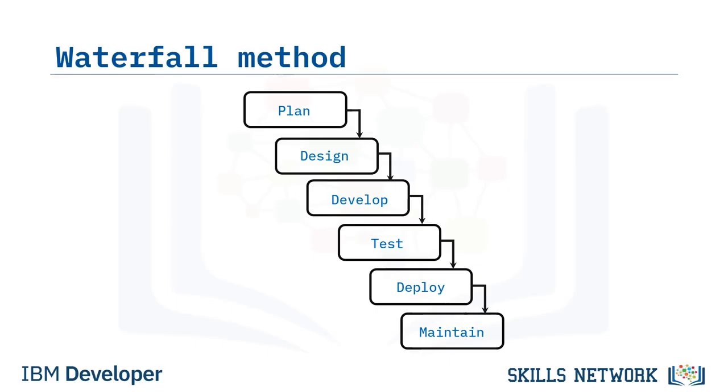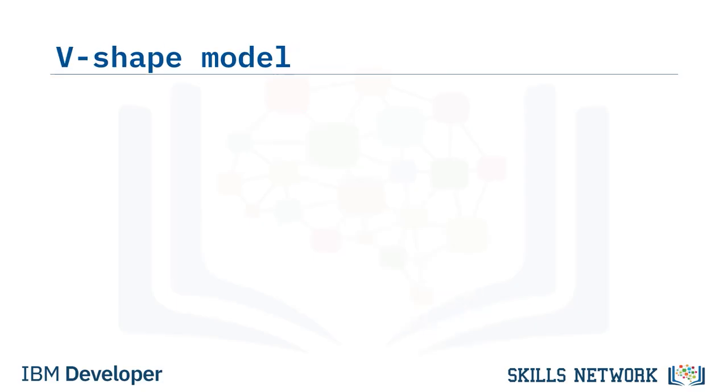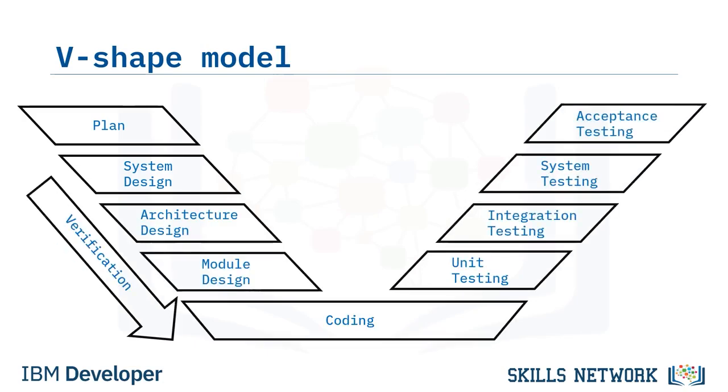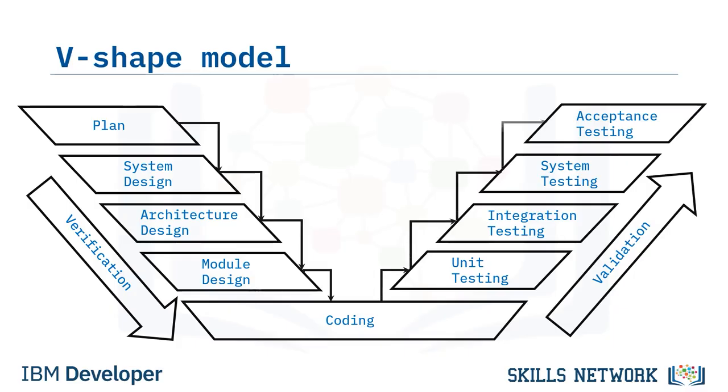between releases. The V-shape model is named as such because the phases form the shape of a V. The phases going down the left side of the V are called verification. Then, going up the right side of the V, those phases are called validation. The V-shape model is like waterfall in that it is also sequential. Each phase in verification corresponds with a validation phase. There are 4 stages that occur on each side of the V.